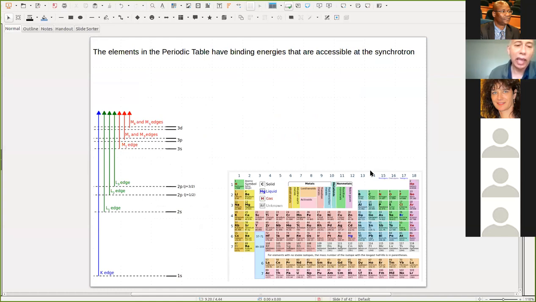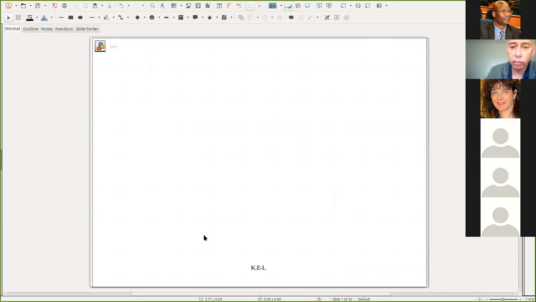I mentioned this, and we'll come back to it again later. The point I wanted to make is that the elements all have their different binding energies. Say, for example, copper K alpha has a binding energy of around 8 keV, which falls right within the synchrotron spectrum. So if you're hunting for copper in your sample, you can tune to just above the K edge and see if there is in fact copper in the material. So that's one of those advantages.